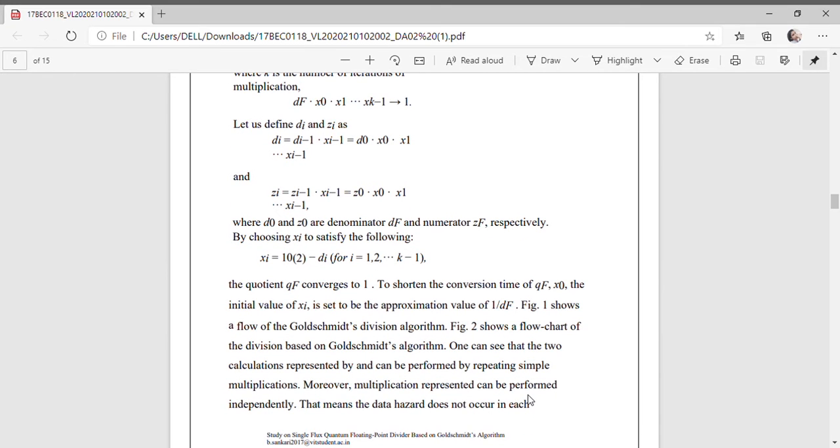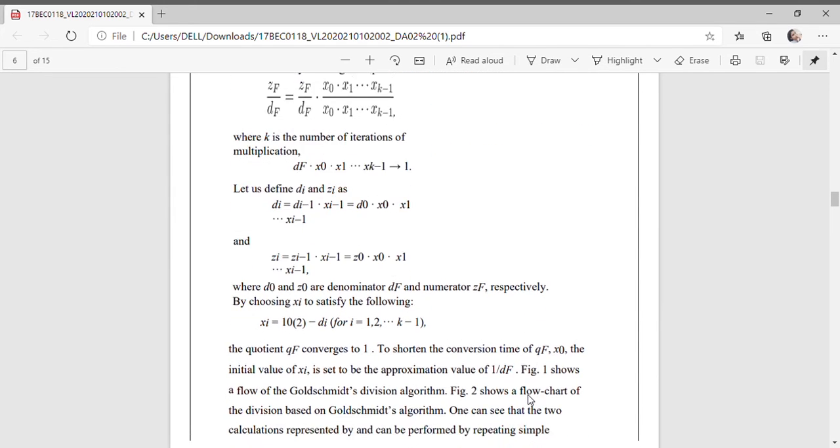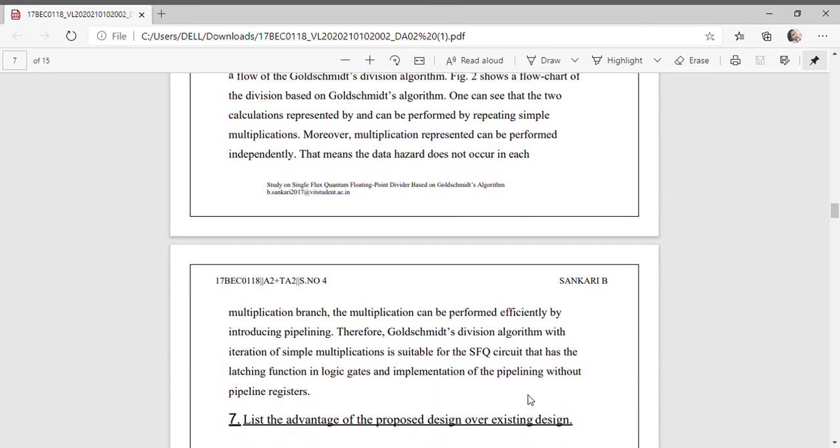After seeing the algorithm, one can understand that the two calculations can be performed by repeated simple multiplication. Moreover, the multiplications can be achieved independently. So we can completely ignore the data hazard on each of the multiplication branches. And this can be effectively done by introducing pipeline. Goldschmidt's division algorithm with iteration of simple multiplication is suitable for SFQ circuits that have latching function in logic gates and implementation of pipeline without pipeline registers.